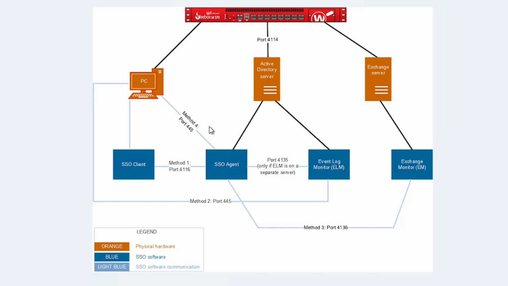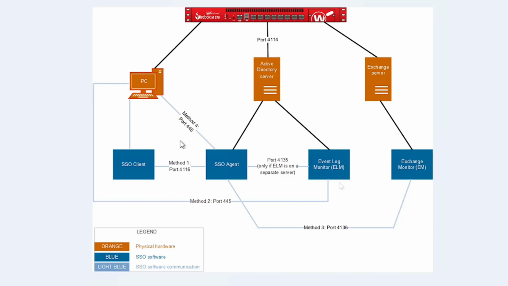If the SSO agent cannot communicate to any of the other components, then it will try to do a direct query on port 445 to the computers. Similar to ELM, however, the SSO agent will not be using the event logs. It will use a Windows API call to figure out the current user, but this API call does not always return consistent results.